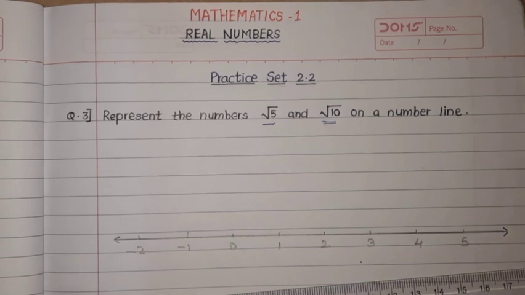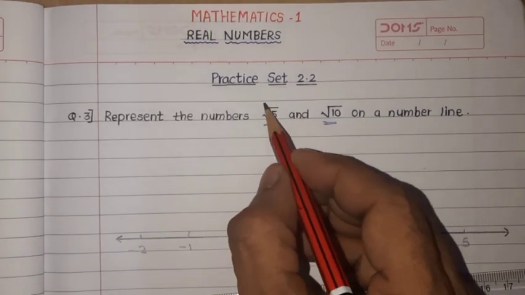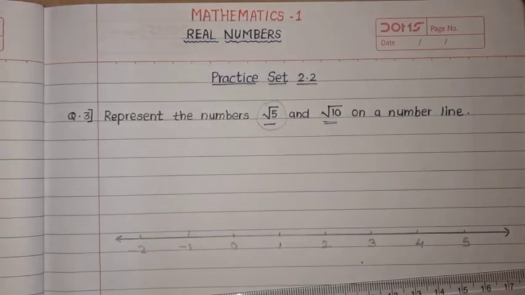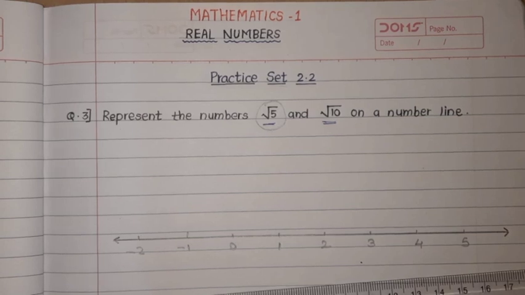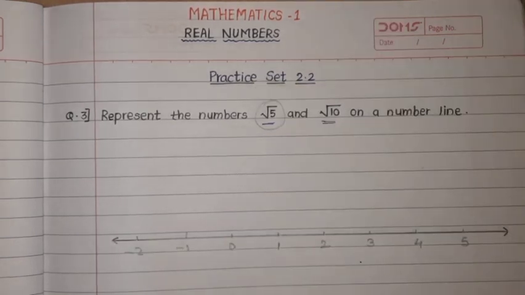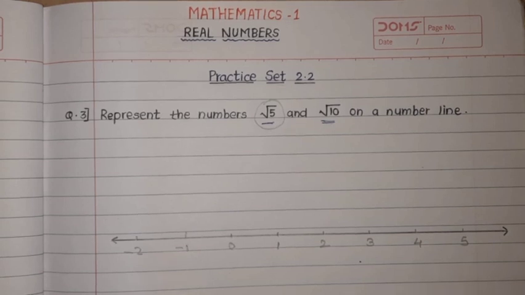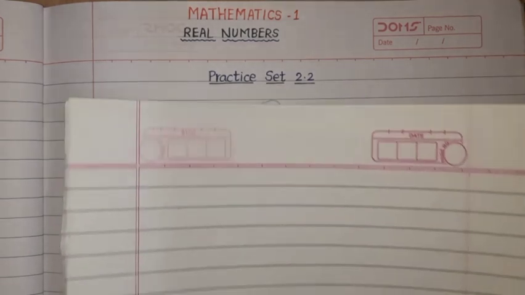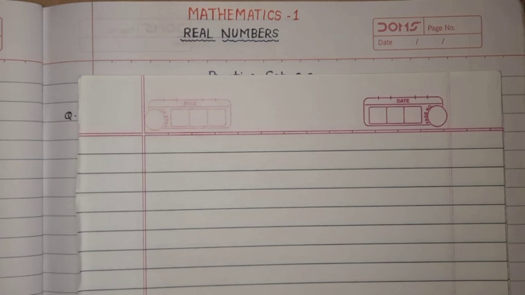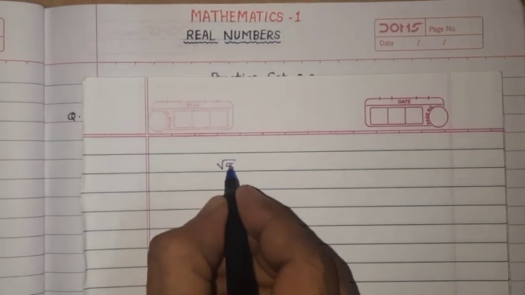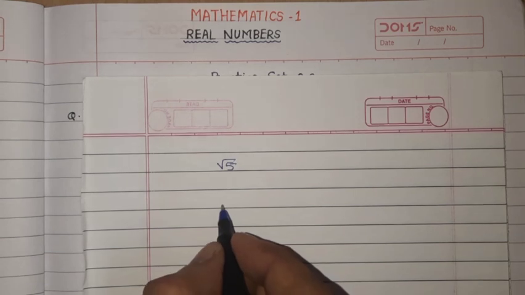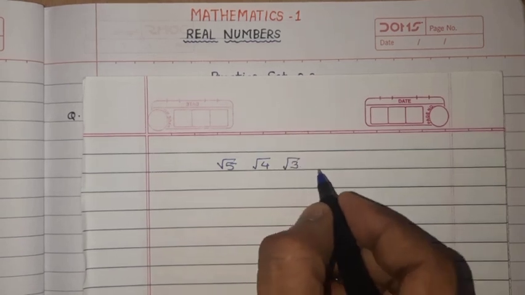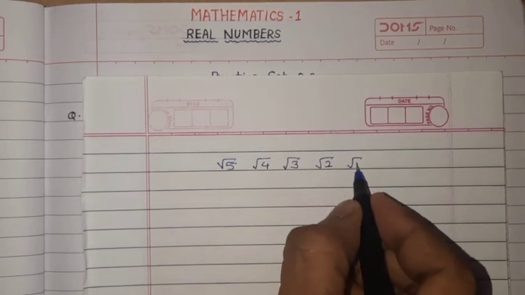Now see, we have to represent first root 5 on a number line. To represent this root 5 on a number line, first of all we have to decide the position. That means we first have to find out which two numbers root 5 lies between. For that purpose, dear students, suppose we write here root 4, root 3, root 2 and root 1.